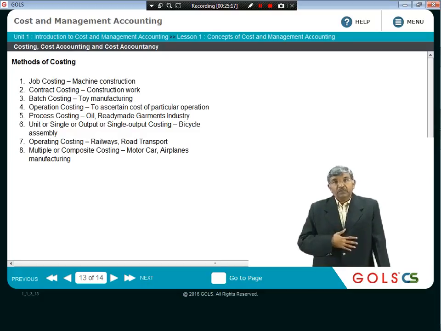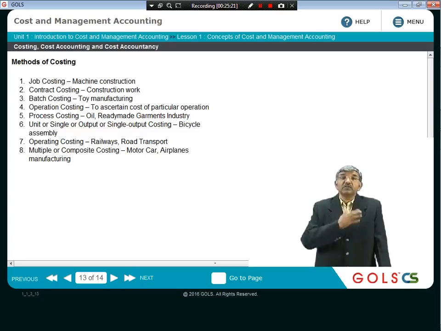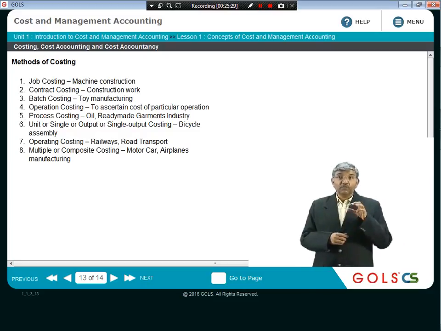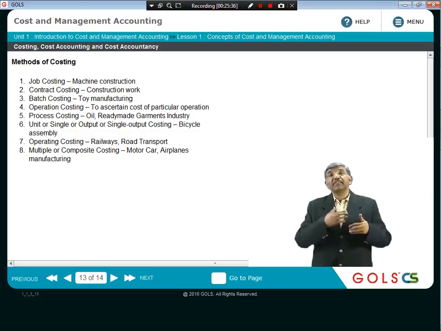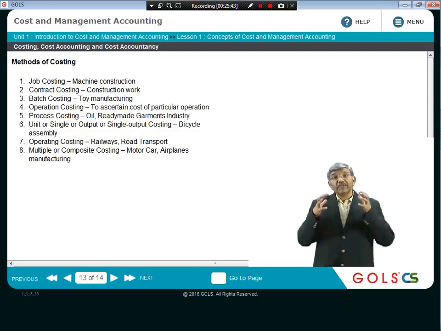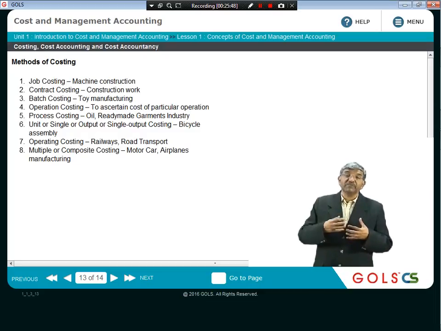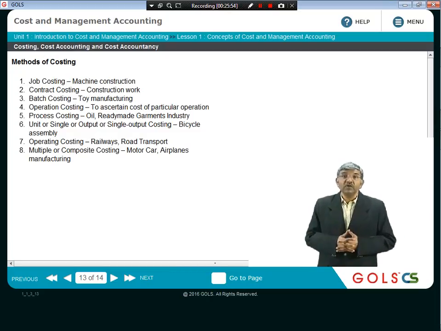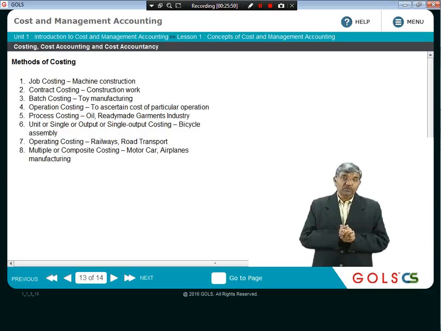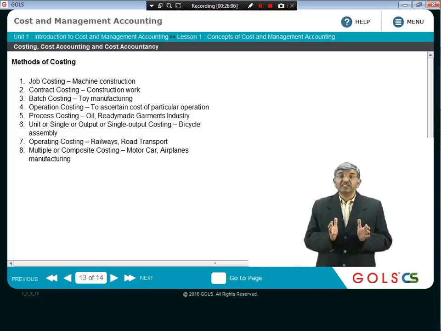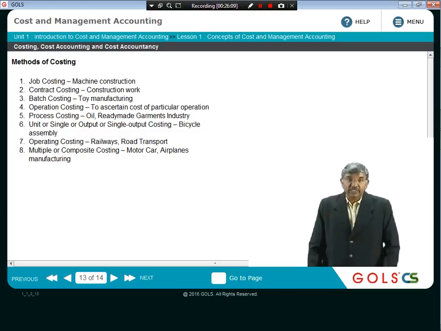Multiple or composite costing. There are certain industries where you cannot utilize only one costing method, but at a different level you have to utilize different methods of costing, like motor car or aeroplane manufacturing, where the manufacturing is nothing but a longer process. It involves a process. It can be divided into stages. Sometimes, as per the customer specification, a car or an aeroplane will be manufactured. Then you have to adopt the job costing. So whenever more than one costing method is utilized, that time a multiple or composite costing method has to be used. So these are the different methods of costing. As per the requirement, the specific industry, and the organization, you have to decide which method of costing has to be utilized.